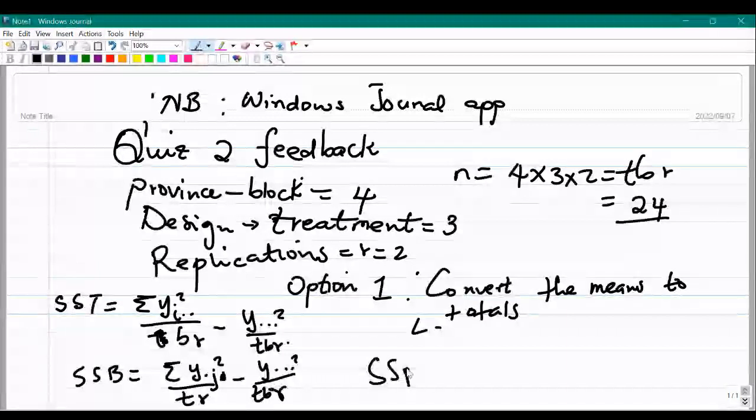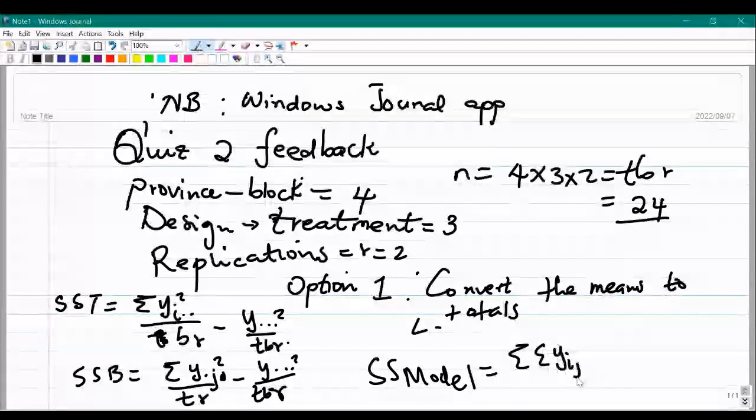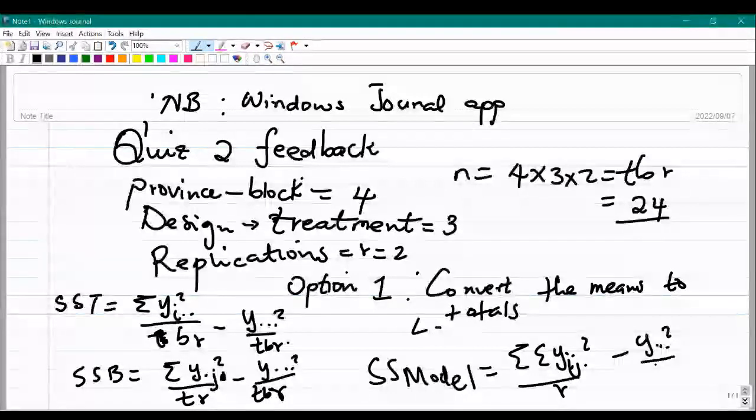Because those are totals, SS model. We agreed this one is also given by double summation of Yij dot squared divided by R minus y dot squared divided by TBR. So that one will be possible provided you did what? You converted the values, those means, to totals. Now you can move with these formulas like this.